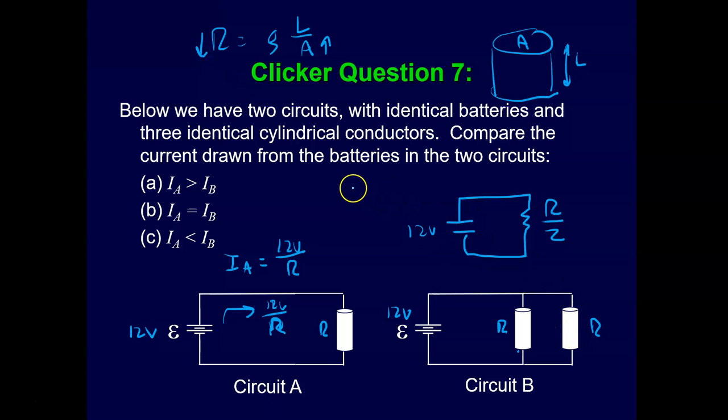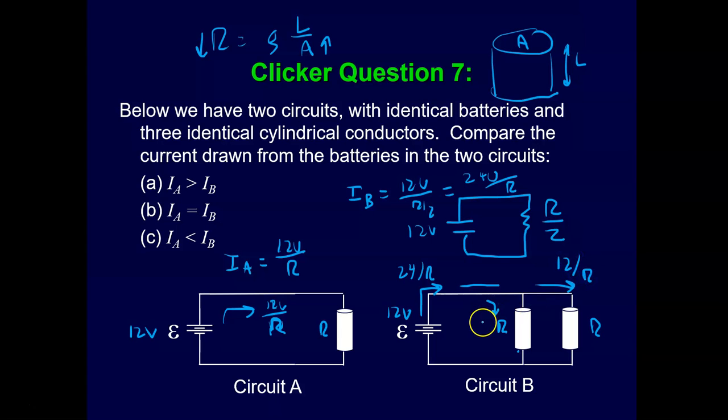But what it tells us is that the current in part B is going to be 12 volts divided by R divided by 2, which gives 24 volts divided by R, so it's double. The current leaving here is double, 24 divided by R. Then the current splits off here. It splits exactly so that 12 over R goes that way and 12 over R goes that way.